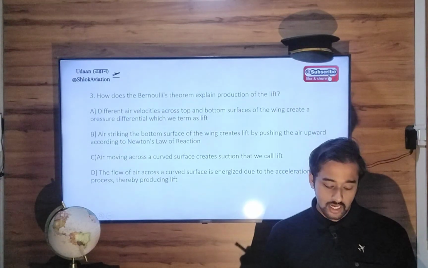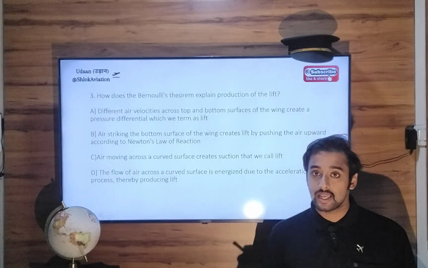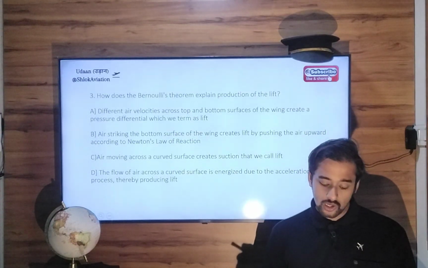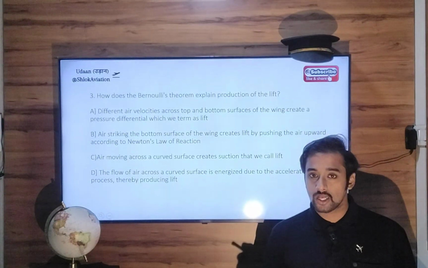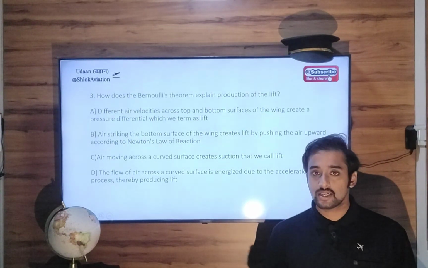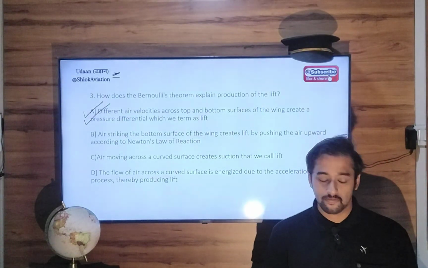Option B, air striking the bottom surface of the wing creates lift, pushing air upward. That is wrong. Air moving across a curved surface creates suction. That is wrong. The flow of air across a curved surface is energized due to acceleration. So this is a half answer. So option A is the one complete solution.